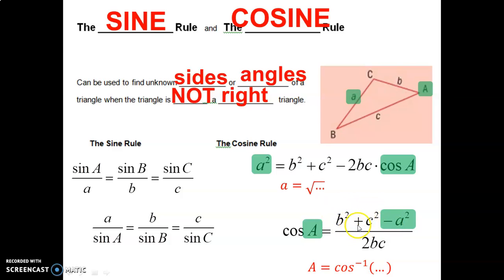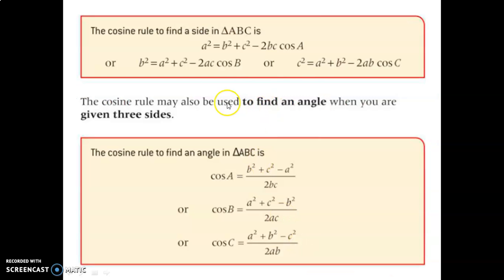Because these ones you're adding, the order doesn't matter, but here you're subtracting that one. So it's important which one you're subtracting. The one you're subtracting here is the one across from that angle that you're looking for. Okay, so here's a summary of that.